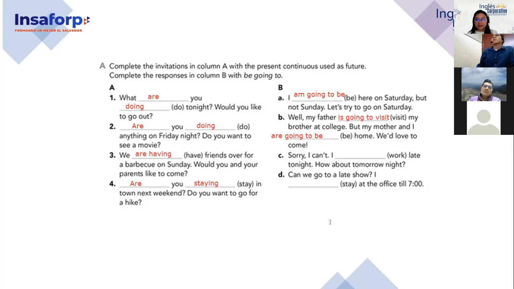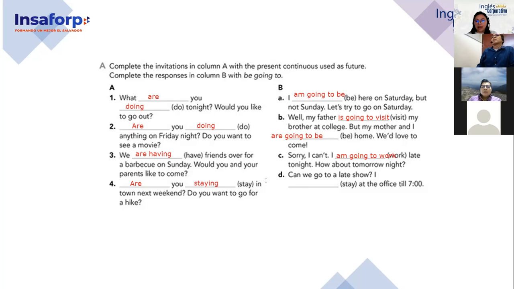Sorry, I can't. ¿Cómo les quedó esa? I can't. I'm going to work. Ya tengo el sujeto. Necesito verb to be. Luego la expresión going to. Y el verbo sin conjugar, que sería work. I'm going to work late tonight, how about tomorrow night? Can we go to a late show?